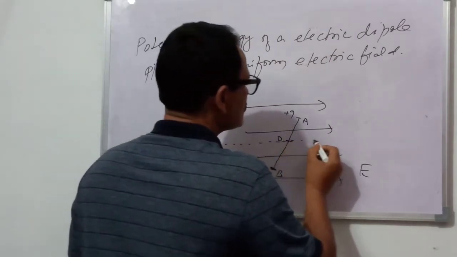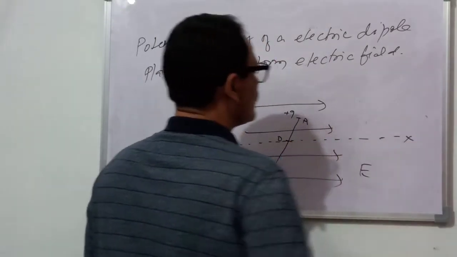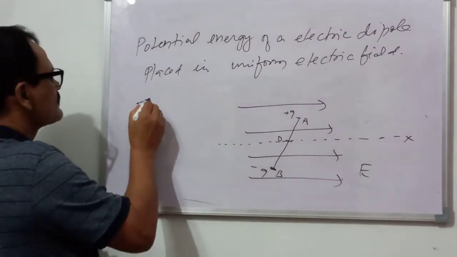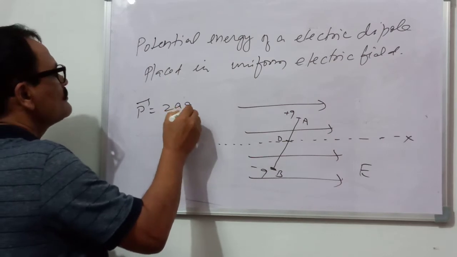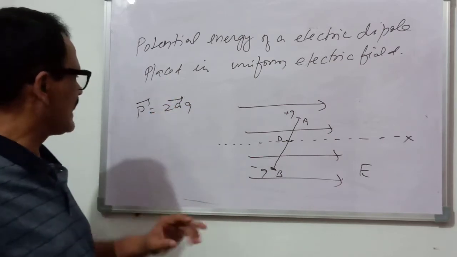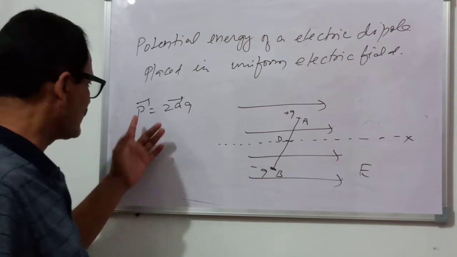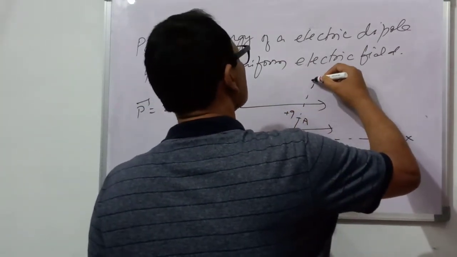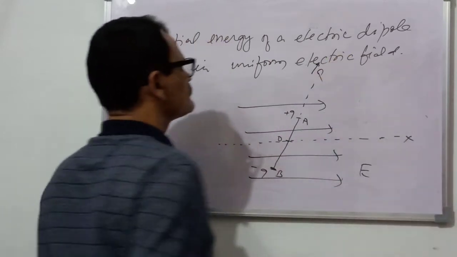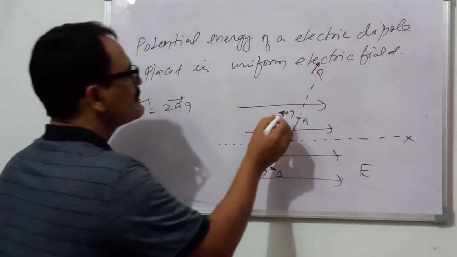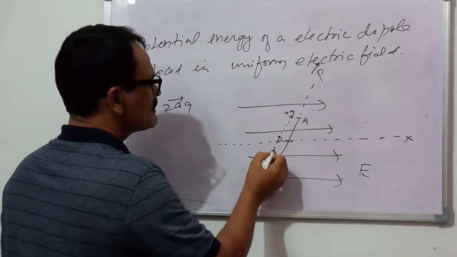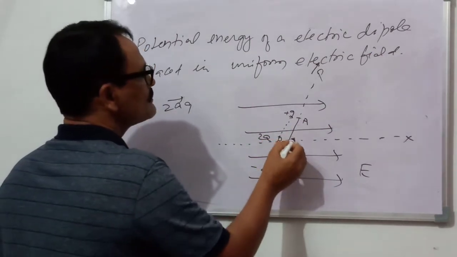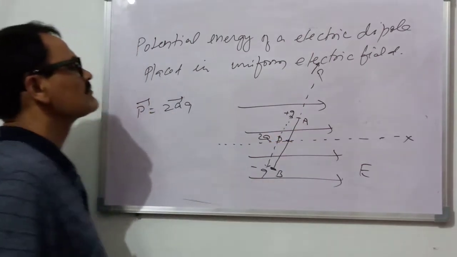Suppose this is the x-axis and this is the direction of the electric field, and you know that P is 2AQ, where 2A is the direction from negative to positive, and is the dipole moment. This is the direction of dipole moment, and the distance between the two charges is 2a, and this is the midpoint, so this is A, this is also A.